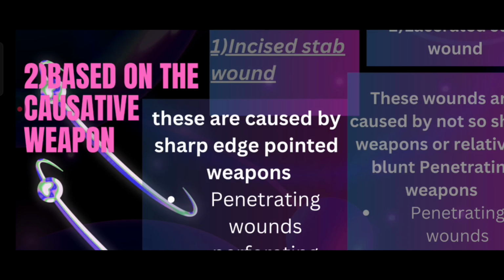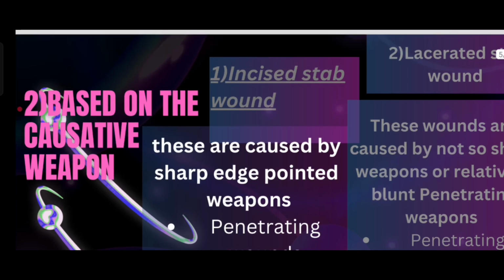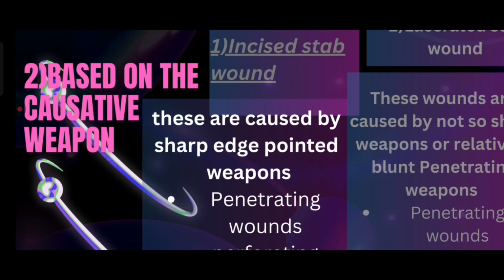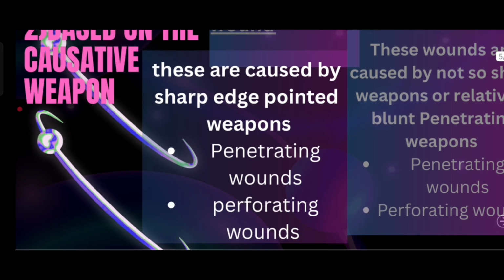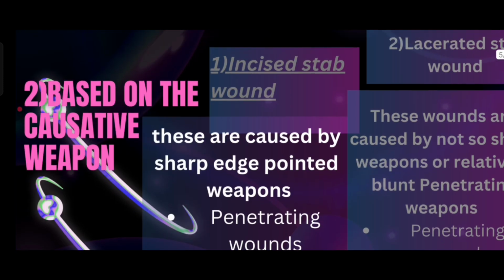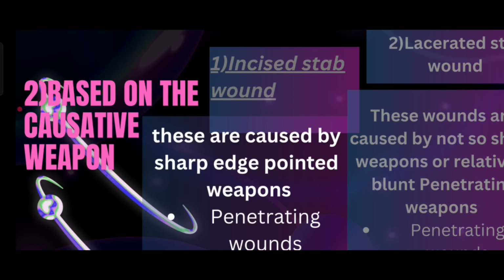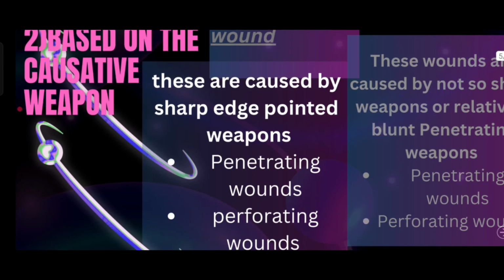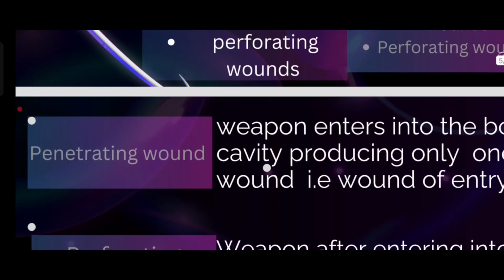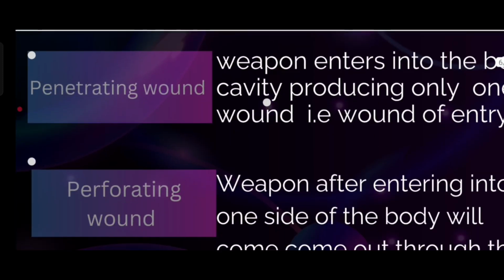In that, first one is incisive stab wound and second one is lacerated stab wound. So the incisive stab wounds are caused by sharp edge pointed weapons, penetrating wound, perforating wound. Lacerated stab wound. These wounds are caused by not so sharp weapon or relatively blunt penetrating weapon. Penetrating wound and perforating wound are the type of wound present in that condition.